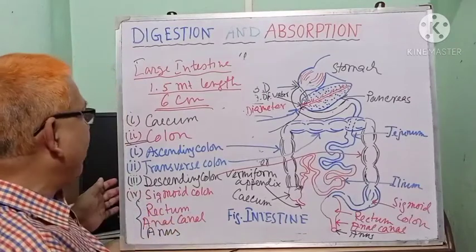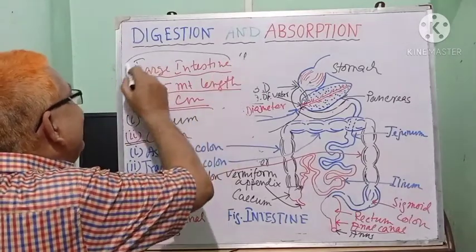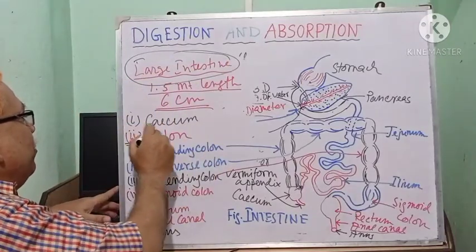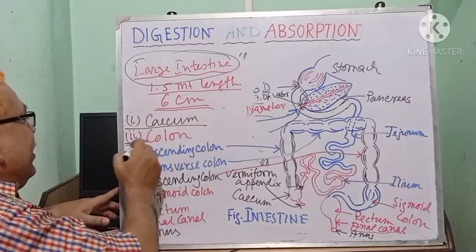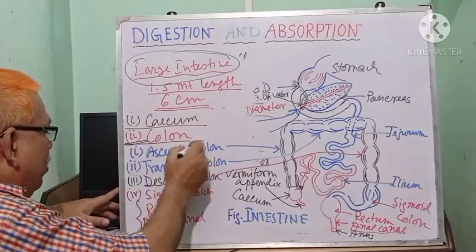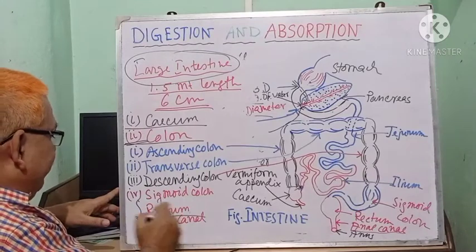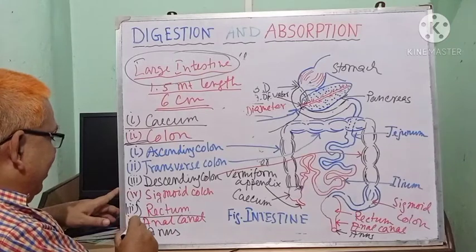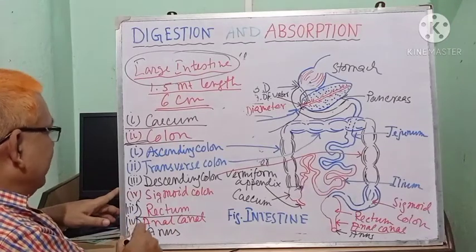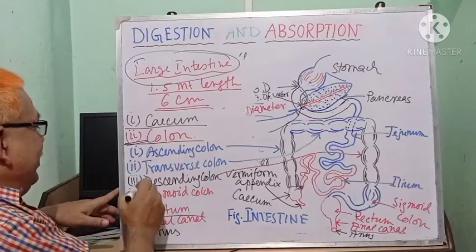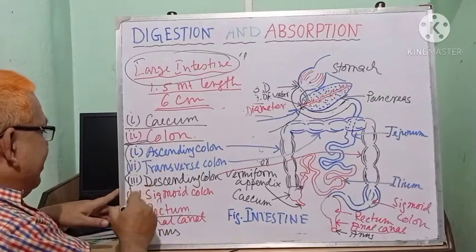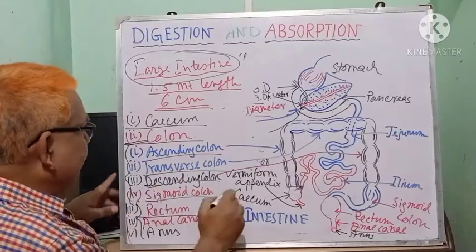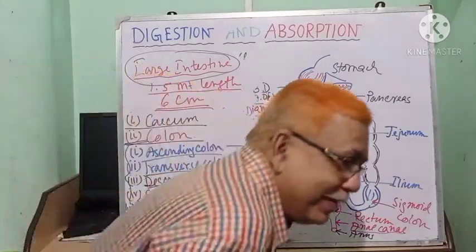So these are all about the large intestine. I am summarizing again. It is divided into how many parts? Number 1 cecum, number 2 colon, then rectum, then anal canal, and then anus. And the colon is divided into four parts, that is ascending colon, transverse colon, descending colon, and sigmoid colon. Now, what is the function of the intestine?